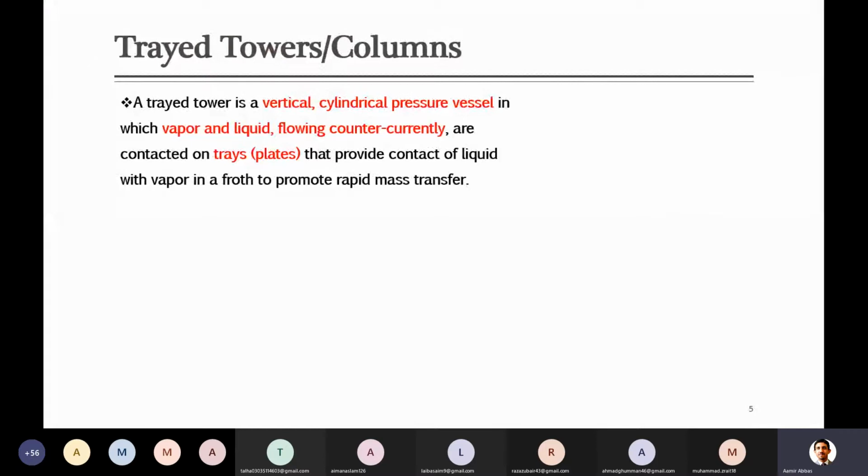So in tray towers, as we have just discussed, these towers are actually vertical cylinders, and they contain some trays.